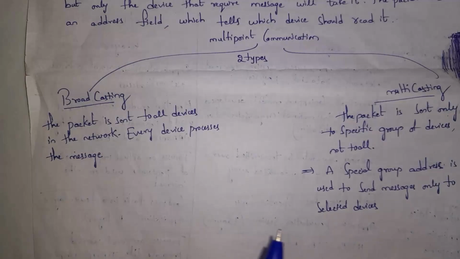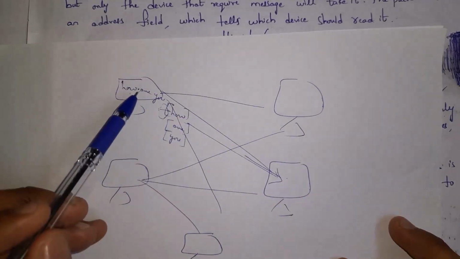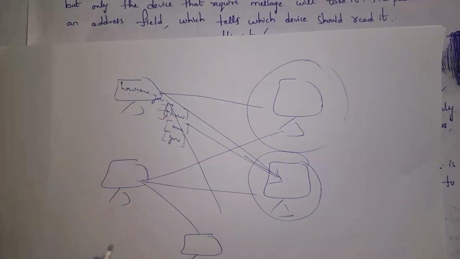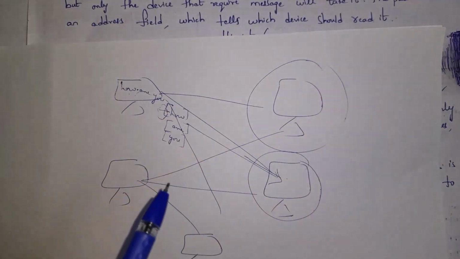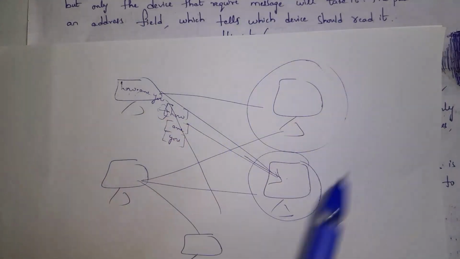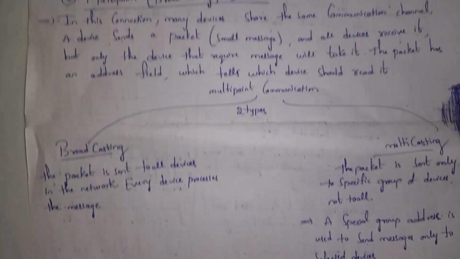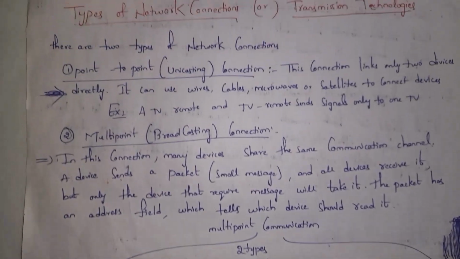multicasting. Guys, in multicasting, the message will not be forwarded to each and every computer. The message will be sent to only particular computers. For example, this computer wants to send a message to this computer and to this computer. So the message will be forwarded to only these two computers. These remaining two computers will not receive that message. This is multicasting. Guys, these are various transmission technologies.